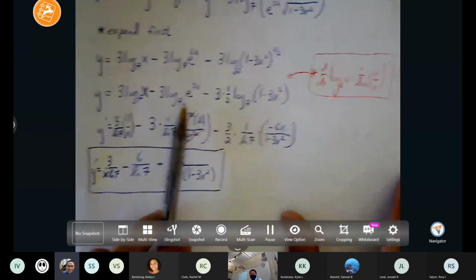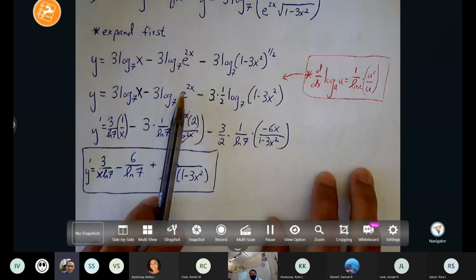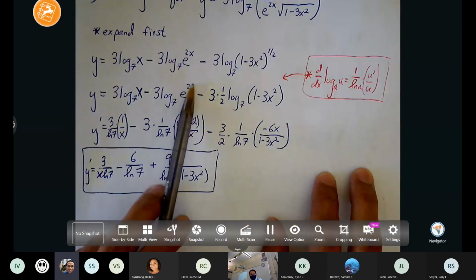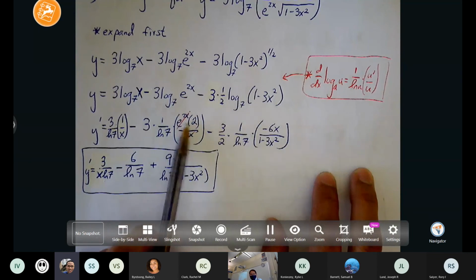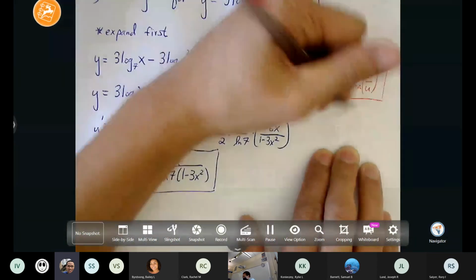So second term here, I decided that I want to use the rule. I'll leave it in this form. So jumping to the rule for e to the u: e to the u becomes e to the u times u prime. So I guess we do have that rule going on here as well.